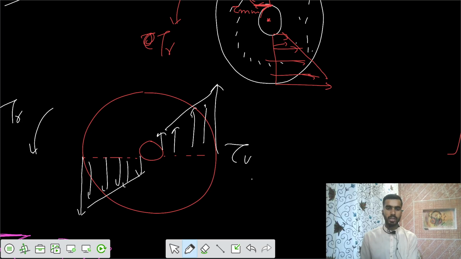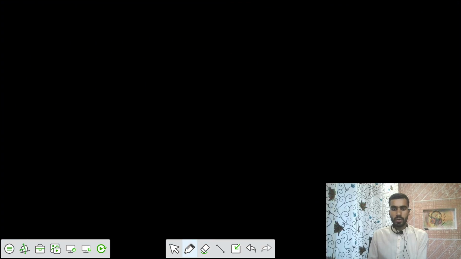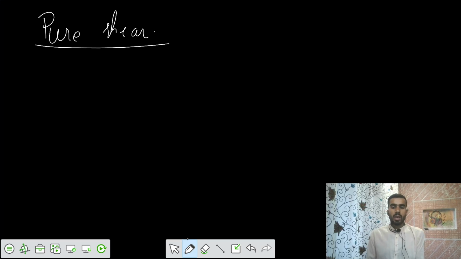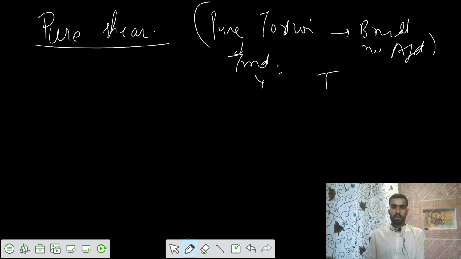So this is your tau variation. So we got this now. Let's talk about the pure shear case. What is the pure shear case saying? Because of pure torsion, no bending moment, no axial force, we have only a pure torsional moment diagram, and because of tau we got some shear stress. Because we got some value of phi, because of that we got some value of shear stress. So we write that tau by r equals T by J equals G theta by L.